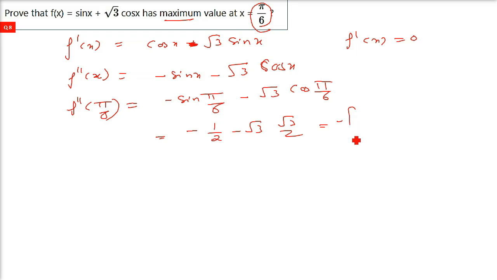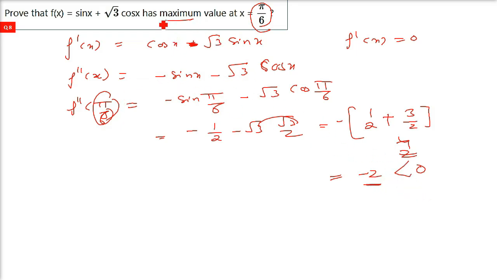So we have minus half minus root 3 times root 3 by 2, and you can take minus common. Half plus root 3 times root 3, which becomes 3, so 3 by 2. 3 plus 1 by 2 is 4 by 2, that is 2. You get negative 2. So negative 2 is less than 0. And this shows that minus 2 is less than 0. Negative means we will have the maximum value.